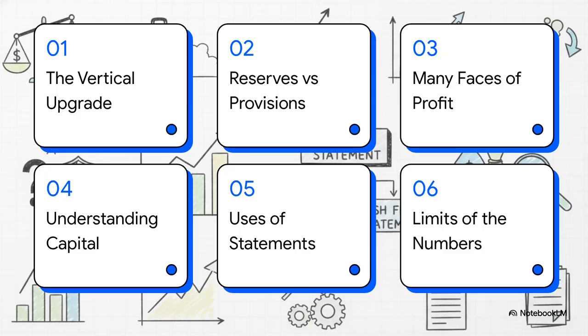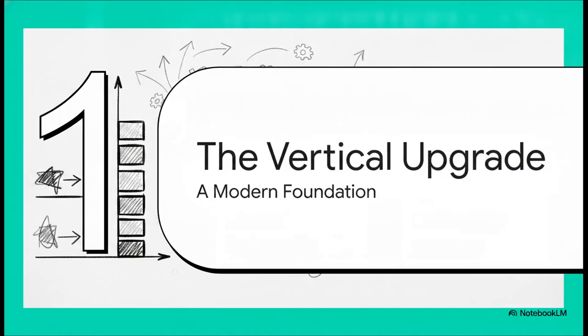Here is our roadmap for how we're going to inspect this blueprint layer by layer. First, the vertical upgrade. Then reserves versus provisions, followed by the many faces of profit, understanding business capital, who uses financial statements, and finally, the limits of the numbers. Section 1. The vertical upgrade.